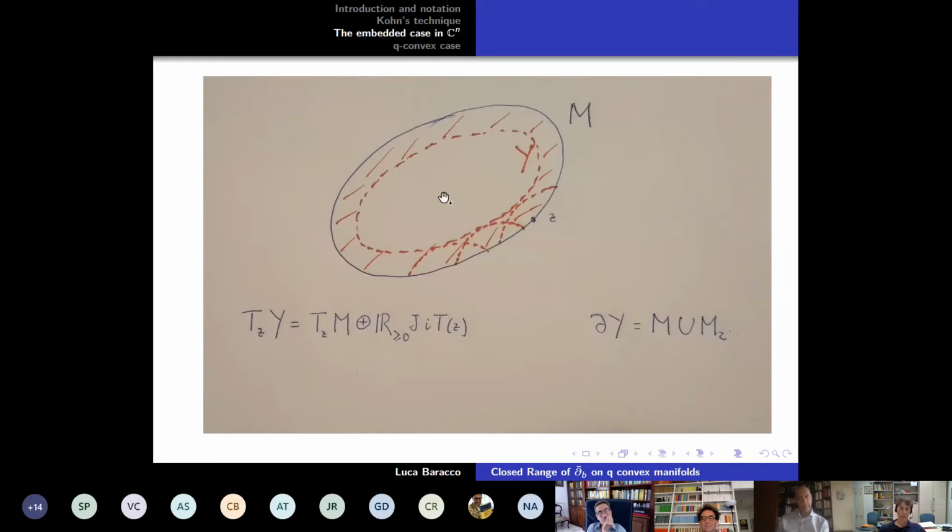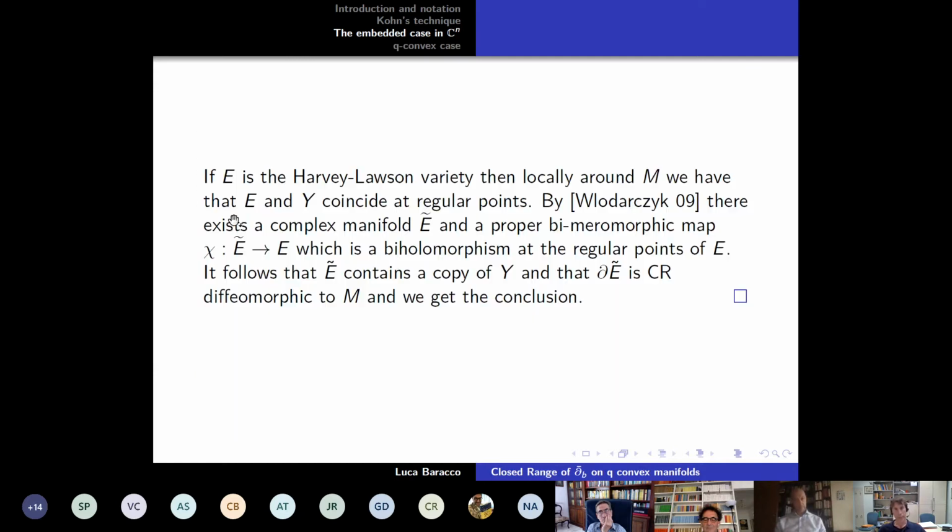Okay, so the manifold Y looks like this. The boundary has two components. One is M, and another one that I call M2 is diffeomorphic to M. But we need M to be the only part of the boundary of the complex manifold that we are looking for. So we need to fill this hole here, and the natural candidate to fill this hole is the Harvey-Lawson variety.